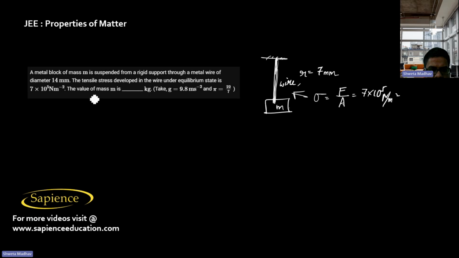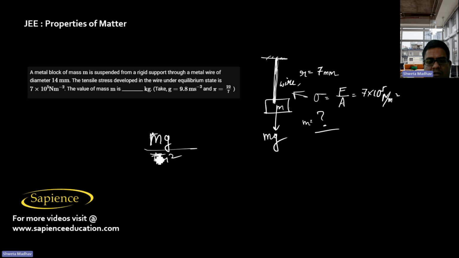So then the value of mass m in kg is, how much is m I have to find out, and take g as 9.8 and pi as 22/7. So therefore here obviously the force that is acting is mg. So mg by area of cross section, that is pi r square, that is obviously the tensile stress, force per unit area.